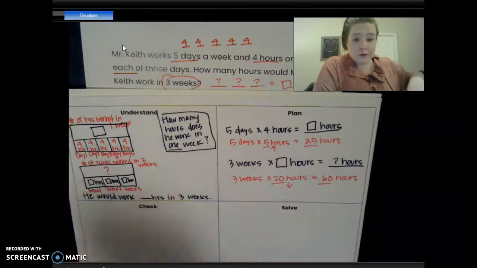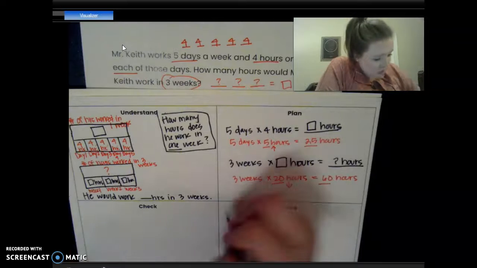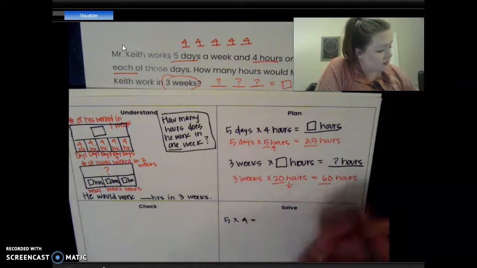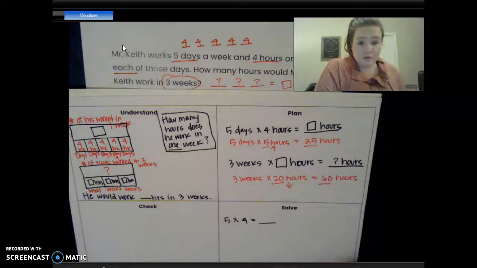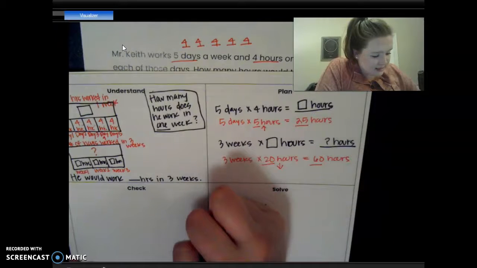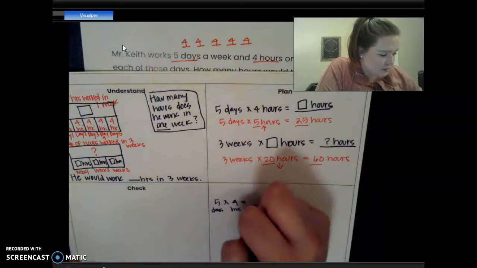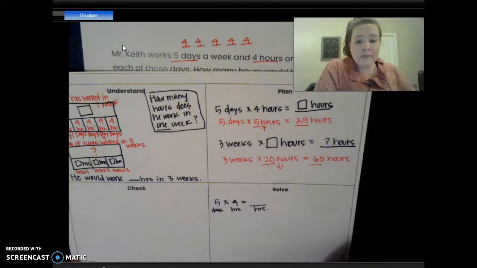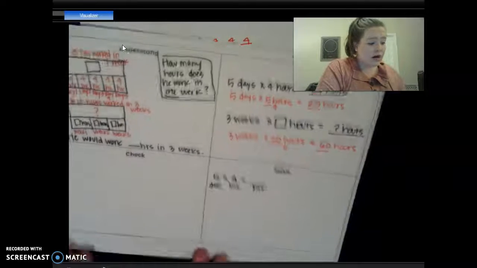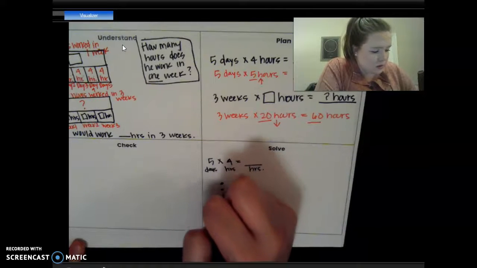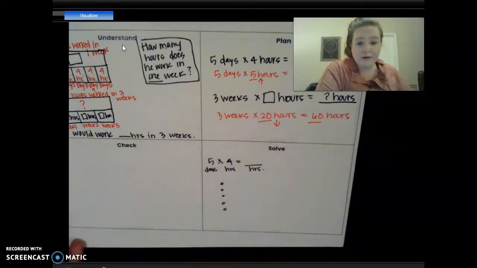5 times 4 equals something, okay? 5 days times 4 hours equals a certain number of hours, all right? And for 5 times 4, I'm going to do an array, all right? 1, 2, 3, 4, 5.